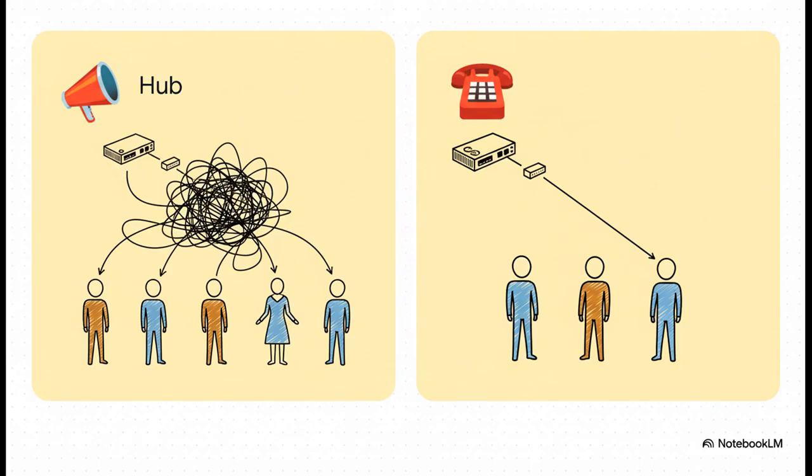A switch actually learns which device is plugged into which port. So when data comes in for, say, your laptop, it creates a direct, private line just between the sender and your laptop. This is a game changer because it means every single port becomes its own tiny, isolated collision domain. The result? Way less traffic, and collisions are almost completely eliminated.